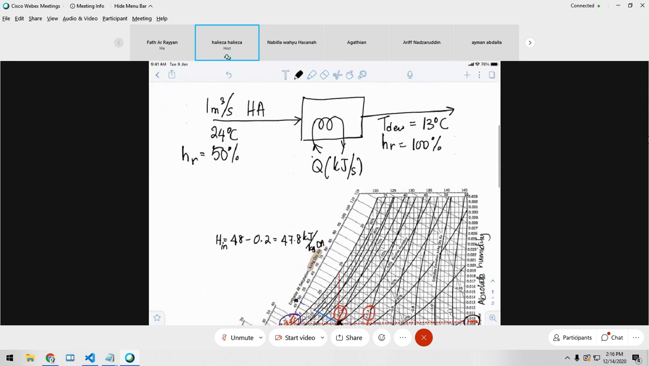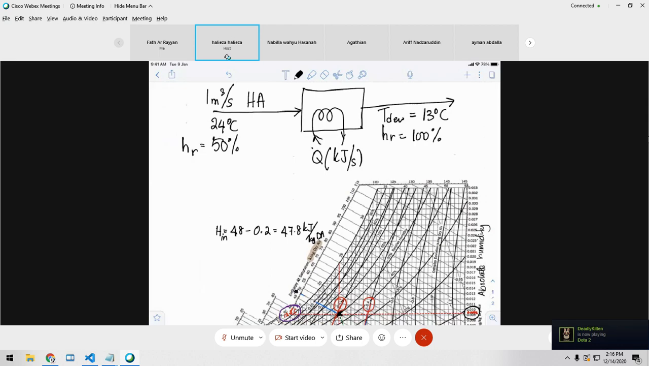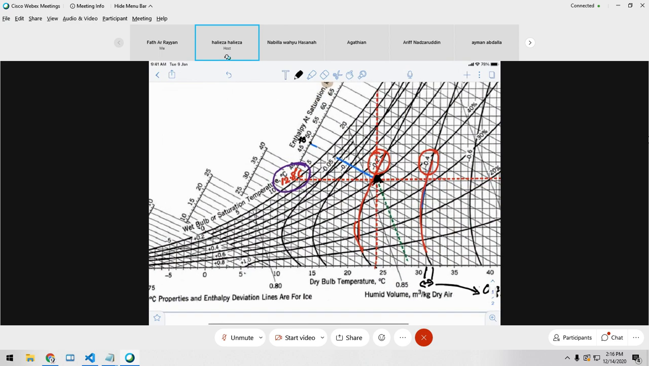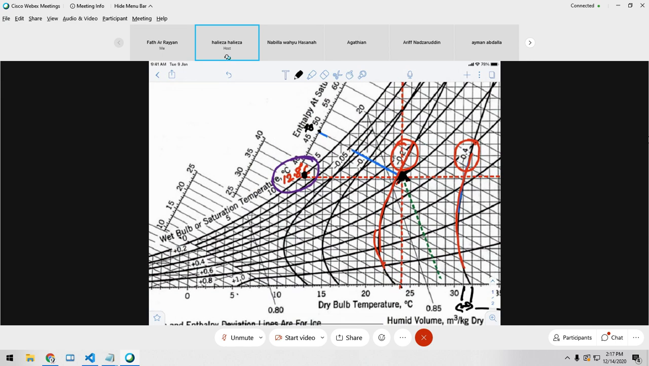The enthalpy we got just now is the enthalpy in. We need to get this enthalpy out. So that enthalpy out, you should be able to get it at the dew temperature, at 100%, the dew point. So if we say it is 13, then it should be somewhere there. At that point, if you read it from the dew line, you extend it. Okay, what is that value then?